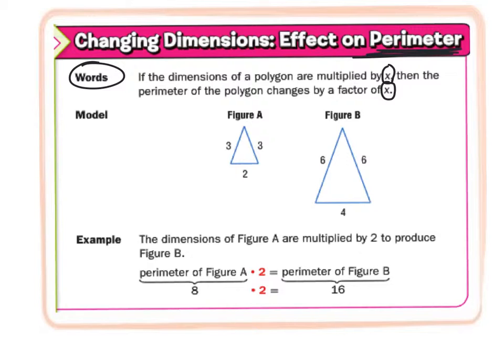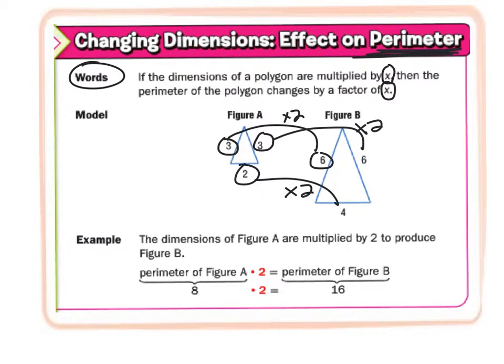I have my first picture, the sides are 3, 3, and 2. And then my next picture, my sides are 6, 6, and 4. So what happened? I have to look at each side. So from 3 to 6, what did I do? Well, I multiplied by 2. Let's see if they're all multiplied by 2. That one is. 2 to 4, that one is. Okay, so I noticed that I just doubled or multiplied by 2 the dimensions.